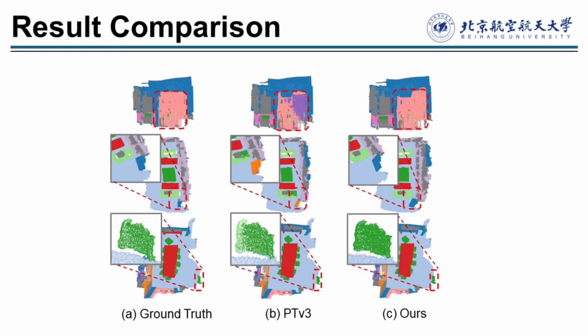Here we compare ground truth, PTV3, and our method. SP2T better delineates object boundaries and fine structures while keeping global consistency. For example, separating adjacent instances, preserving thin parts, and avoiding oversmoothing in large receptive fields. These improvements are consistent with our design goals: retain detail locally, reason globally, and communicate efficiently through sparse attention.